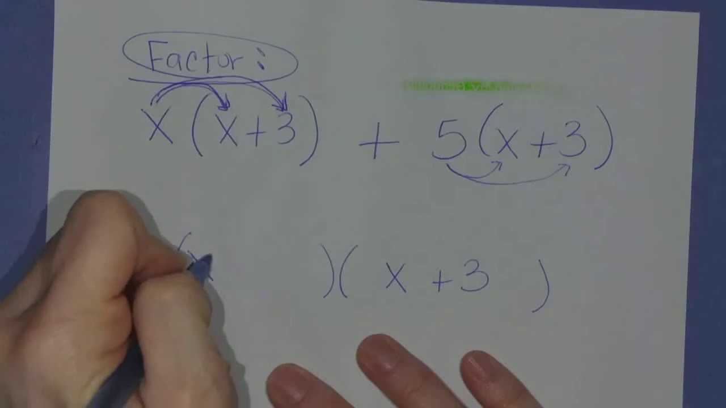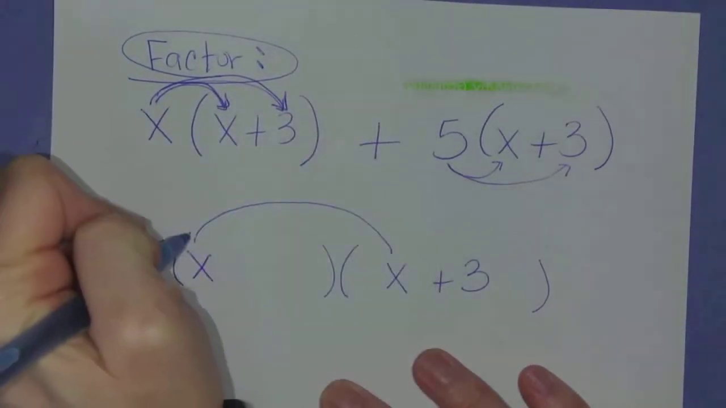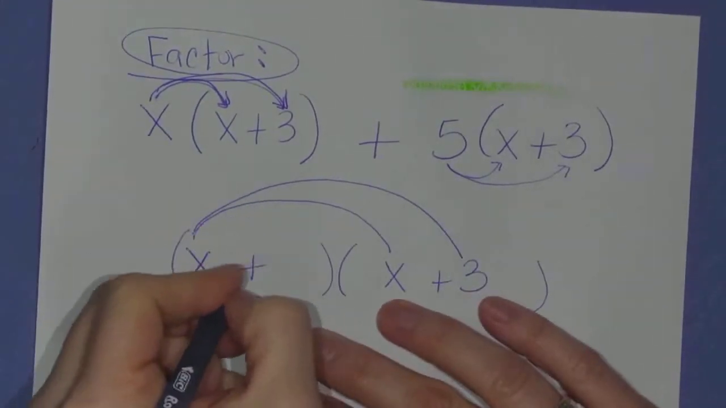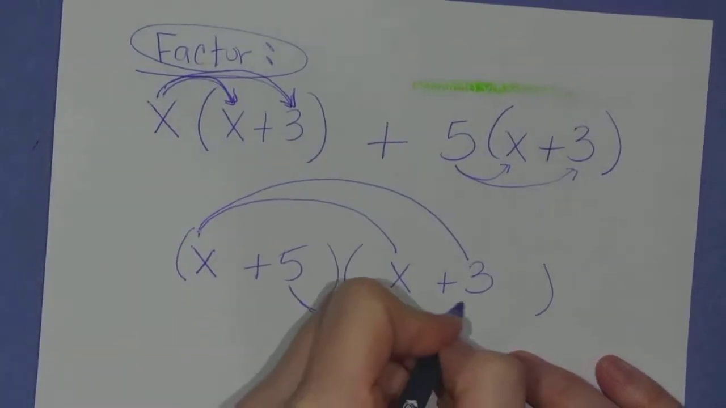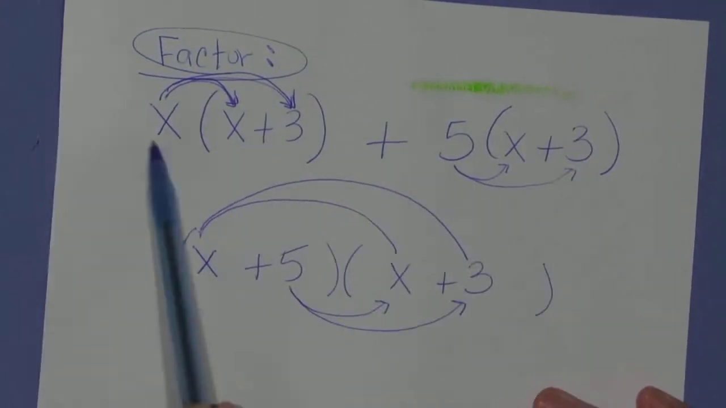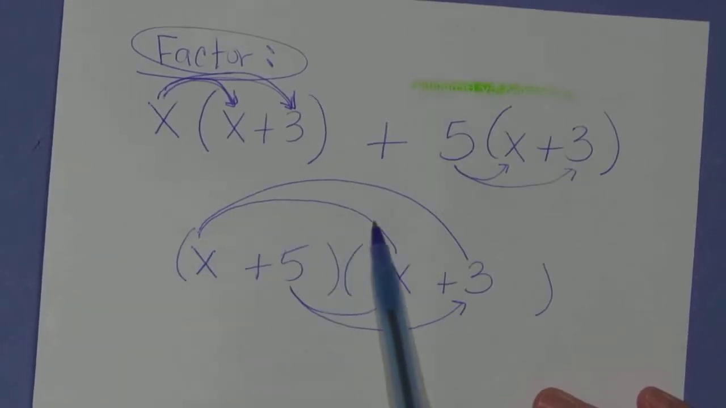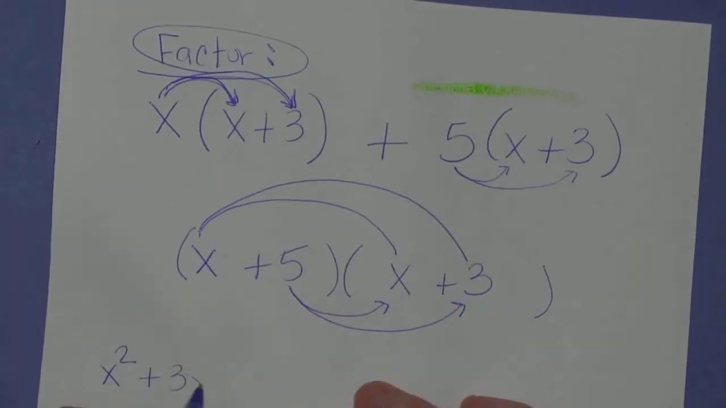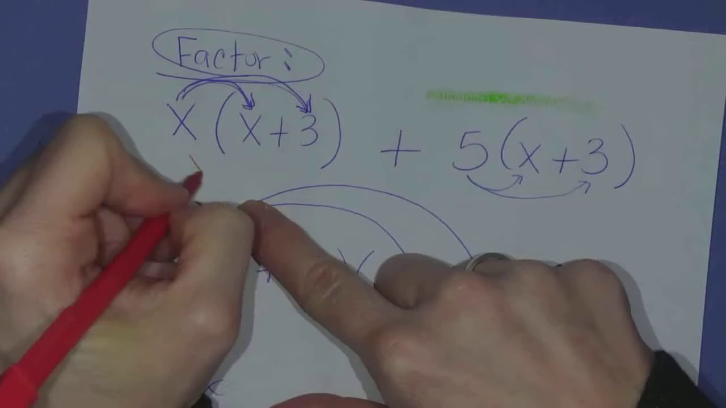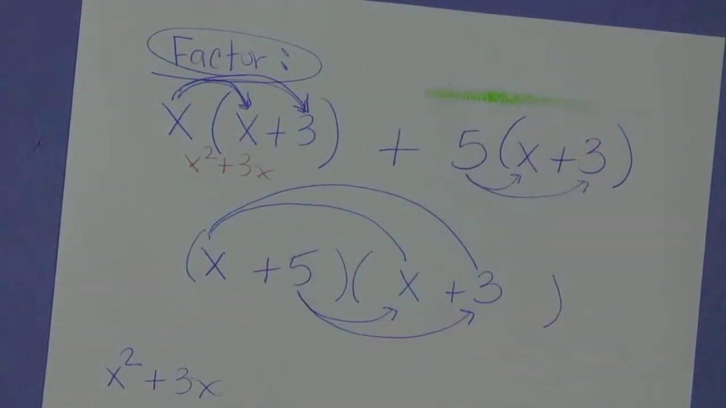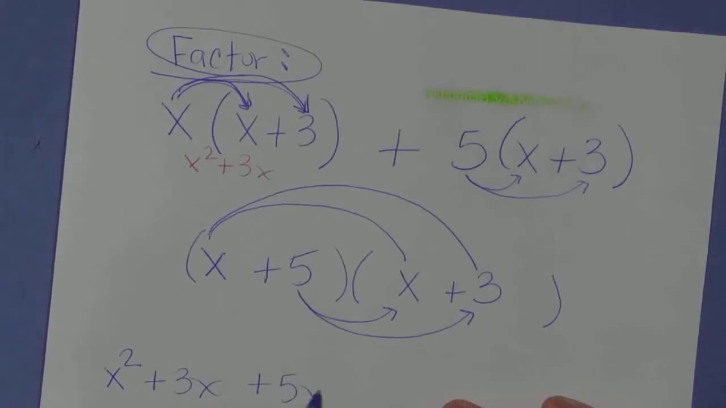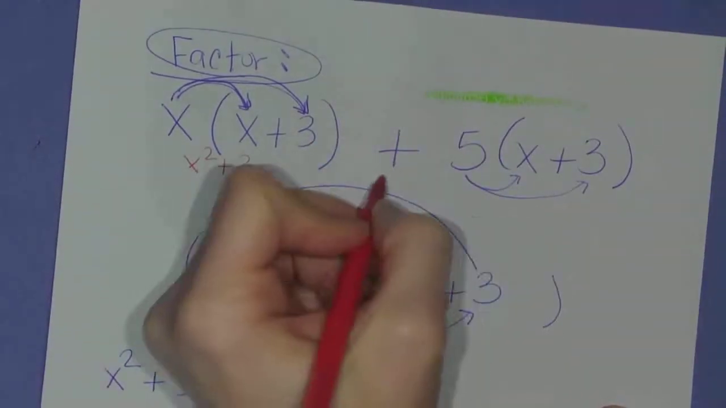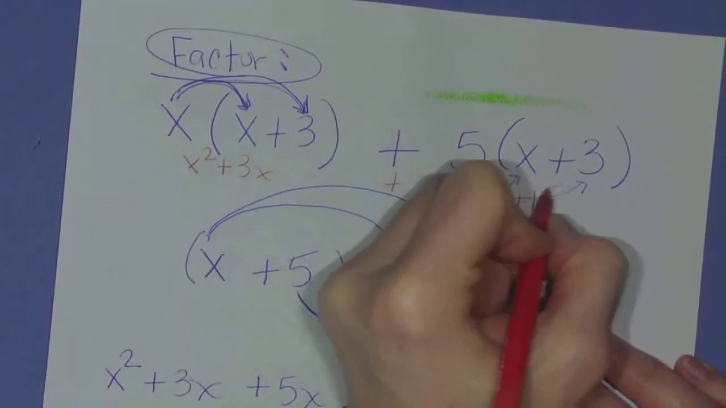So I'm thinking if I put the x here in the front, it's going to get multiplied to the x and the 3. And then this positive 5 has to get multiplied to this x and this 3. So the way this is laid out, x times x gives me x squared. x times 3 gives me 3x, and that's this right here, x squared plus 3x. Then 5 times x is 5x, and 5 times 3 is 15.